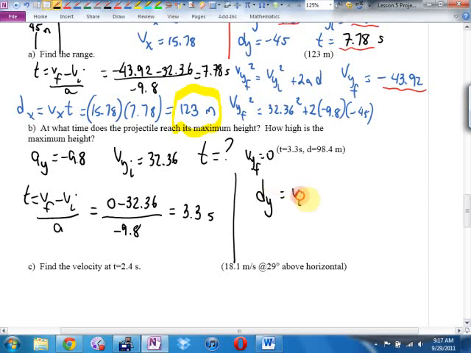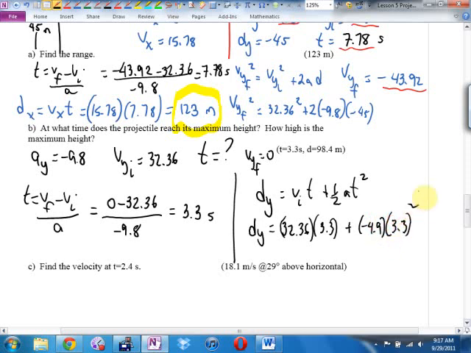Right? Do I know VY initial? Yep. Do I know the time? Just figured it out. Do I know A? Negative 9.8. Oh, this is plug and chug. V initial 32.36, T 3.3 plus negative 4.9, 3.3 squared. Where'd the negative 4.9? Oh, all right, that's right, half A. And you get 98.4, right?